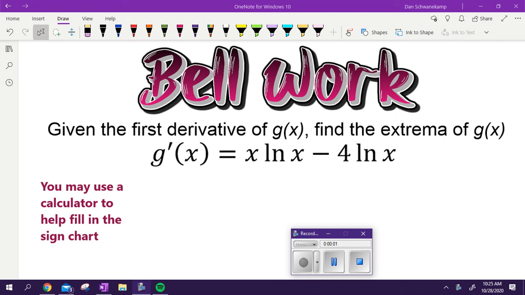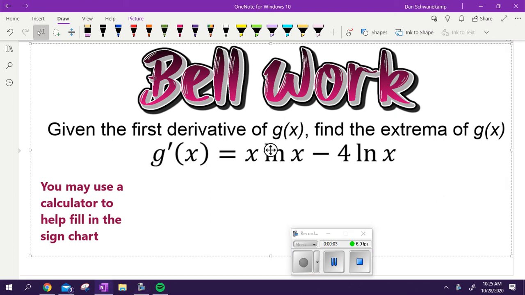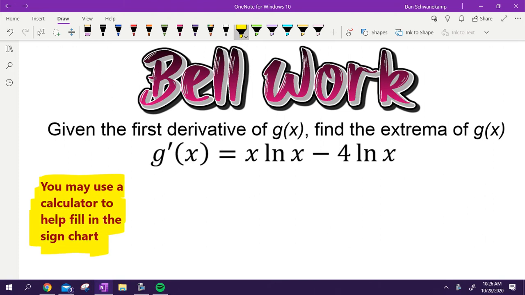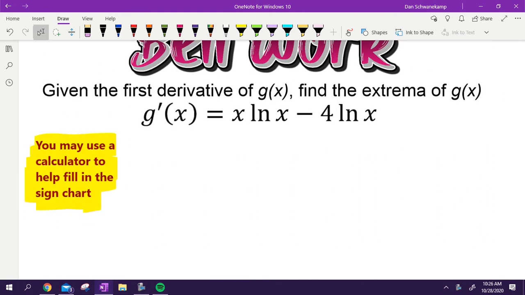This problem right here is a little bit tougher. This is like the one we put on our notes with 5 stars yesterday. It's a little bit harder than it needs to be, but that's why I said you can use a calculator to help us fill in the sign chart. Given the first derivative of g of x, find the extrema of g of x.